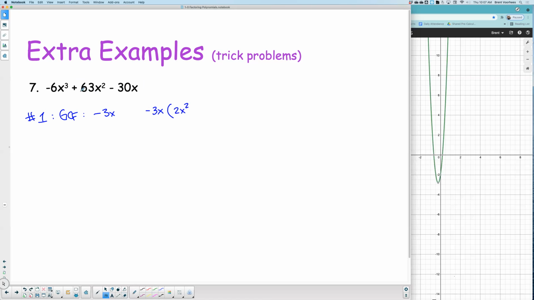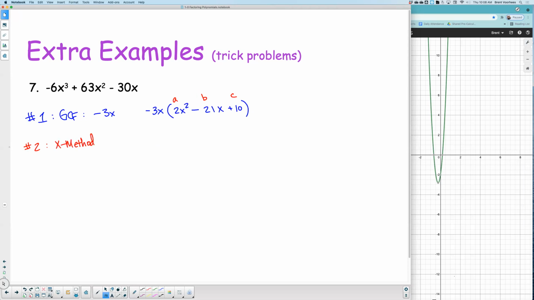Now I have a negative 3x trying to divide into a 63x squared. I'm going to get a negative, very good math, 21x. And now finally, negative 30x divided by negative 3x is a positive 10, no x, just a positive 10. Which means A is now a positive value, it's positive 2. B is negative 21, C is 10. Step 2. What is step 2?